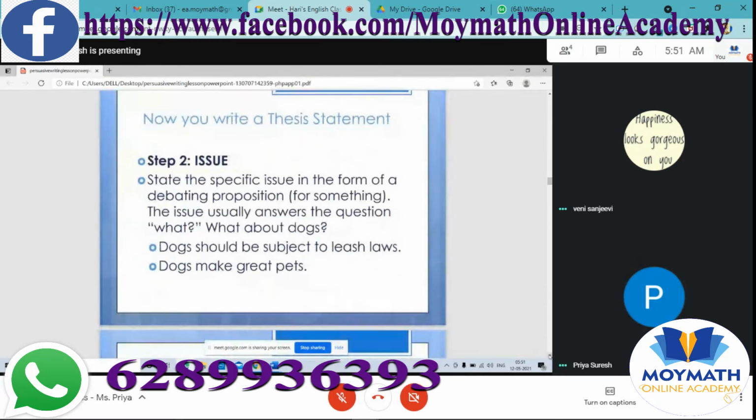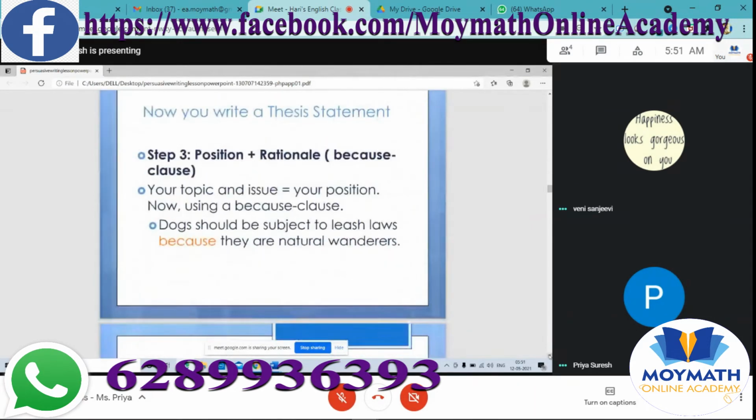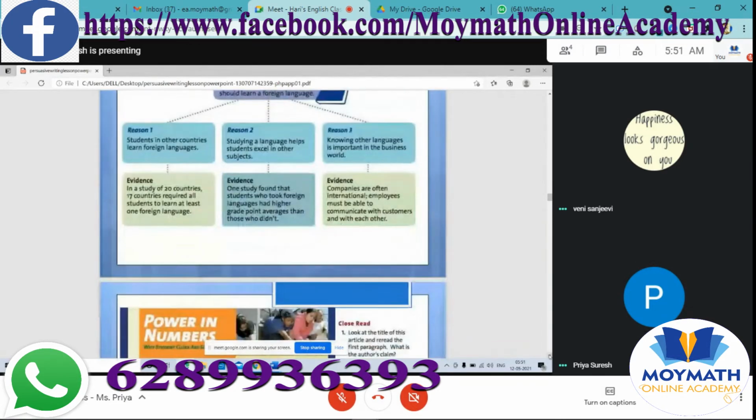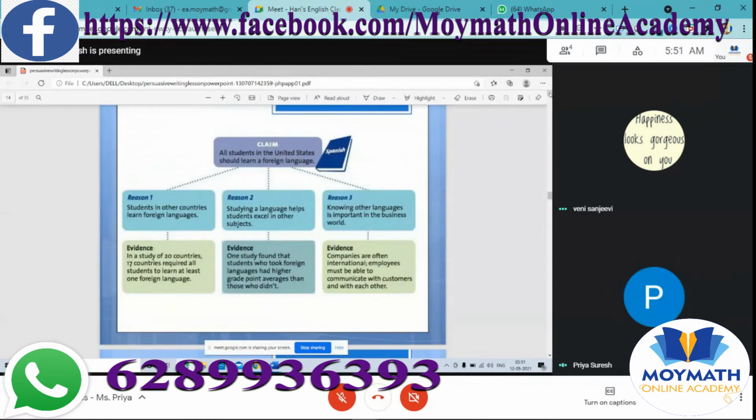Now you write a thesis statement. Step 2, issue. State the specific issue in the form of a debating proposition. Dogs should be subject to leash laws. Dogs make great pets. Dogs should be subject to leash laws because they are natural wanderers. That is one topic given. I think that we will not understand it better that way. But with this one, you see, here you can really understand how it should be done.